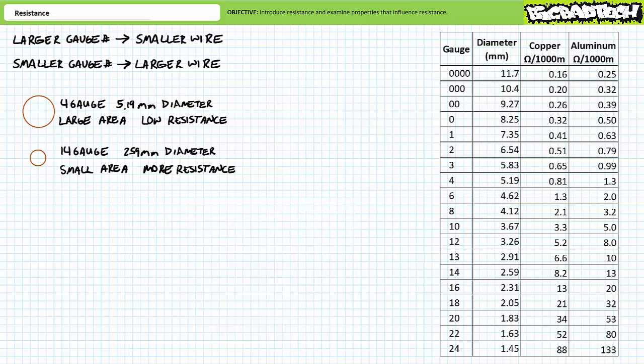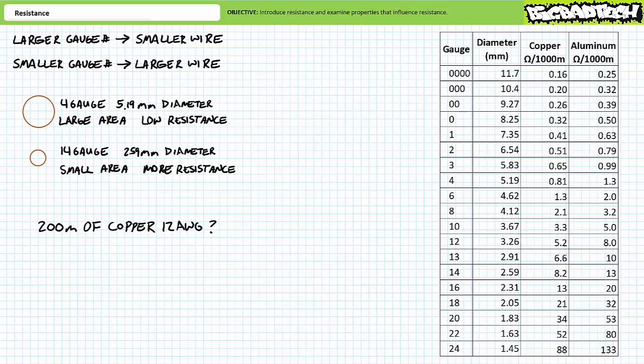Yes, one could painstakingly calculate the resistance of a given length of a wire of a specified diameter and composition using the resistance formula as previously, but one could also just easily look it up using this table. Let's say we wish to know the resistance of 200 meters of copper 12-gauge wire. It is a known fact that copper 12-gauge wire has a resistance of 5.2 ohms per 1,000 meters.